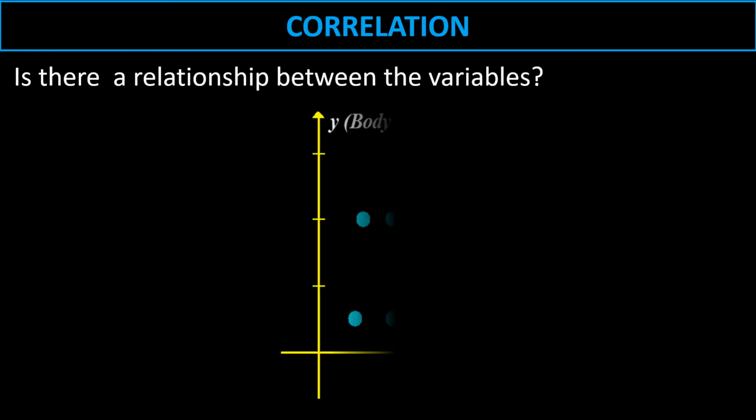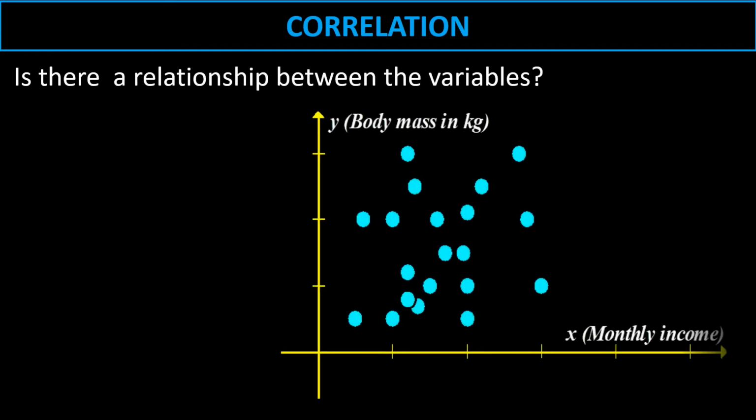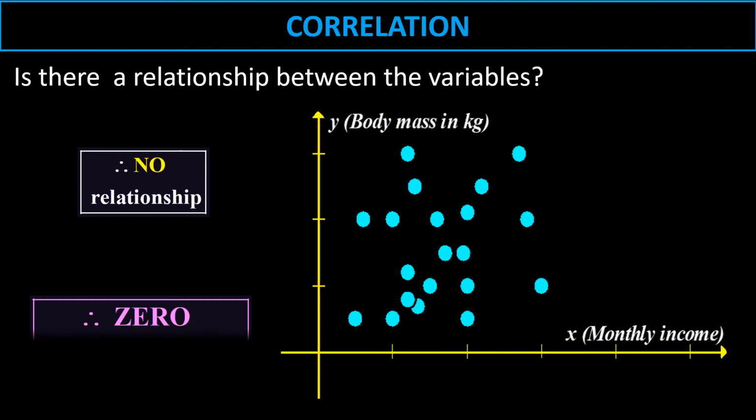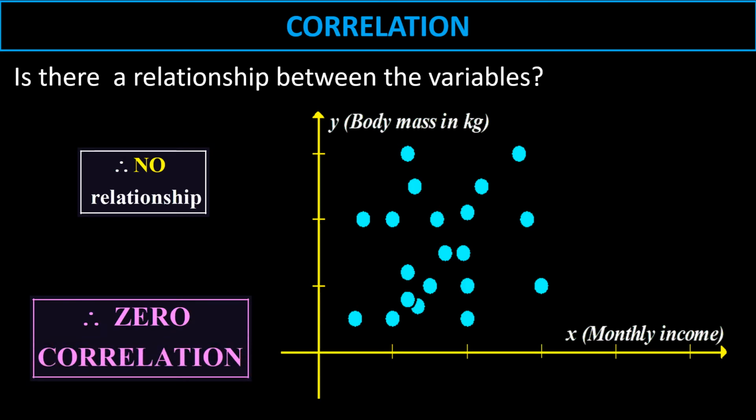Now let's look at another one here. Let's look at this scatter plot. Is that positive or is it negative? It's not possible to determine. So we do get relationships where we cannot determine whether it is positive or negative. Then we say there's no relationship, and in this case we refer to it as a zero correlation.